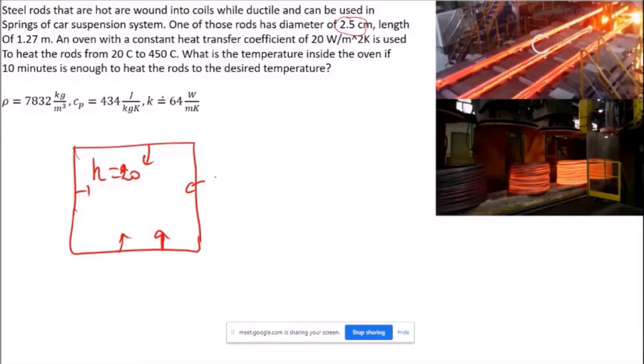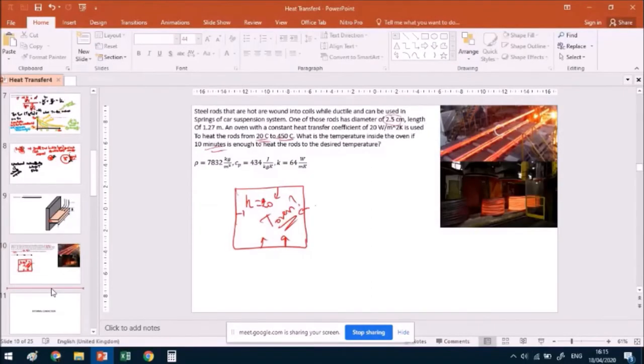and they are used to heat the steel rods from 20 degrees Celsius to 450 degrees Celsius. The question asks: what is the temperature inside the oven if 10 minutes is enough to heat the rods to the desired temperature? One more time, the question says, what is the T of the oven, if we need 10 minutes to heat these steel rods from 20 degrees Celsius to 450? In other words, you have 10 minutes for finishing this heating process.